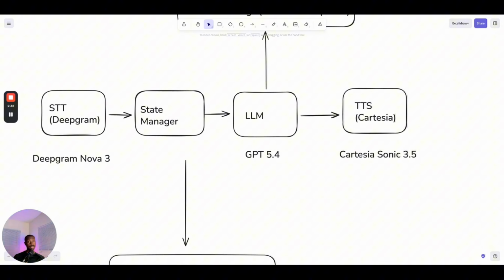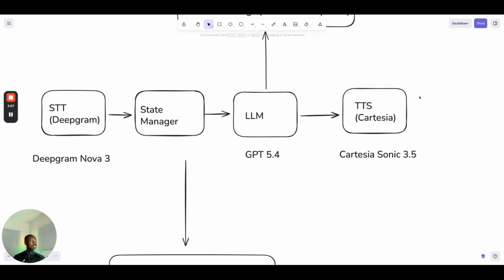For example, in the scheduling phase, you don't need the book appointment tool because you're just dealing with fetching times and confirming times. And then when you move on to booking, that's when you would need the extra context. So that's what that is. We have the LLM. I'm using GPT 5.4, and this was a really recent change for me. If you watch my previous video, you'll see the improvements that GPT 5.4 had for me.